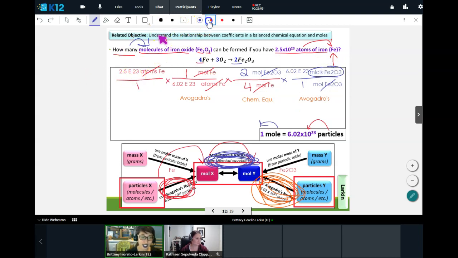Now, you might be looking at this and you're like, oh my gosh, Mrs. Larkin, I don't want to plug that into my calculator. And I'm also like, oh my gosh, guys, I don't want to plug this into my calculator. So there's actually a trick right here, which is super nice.